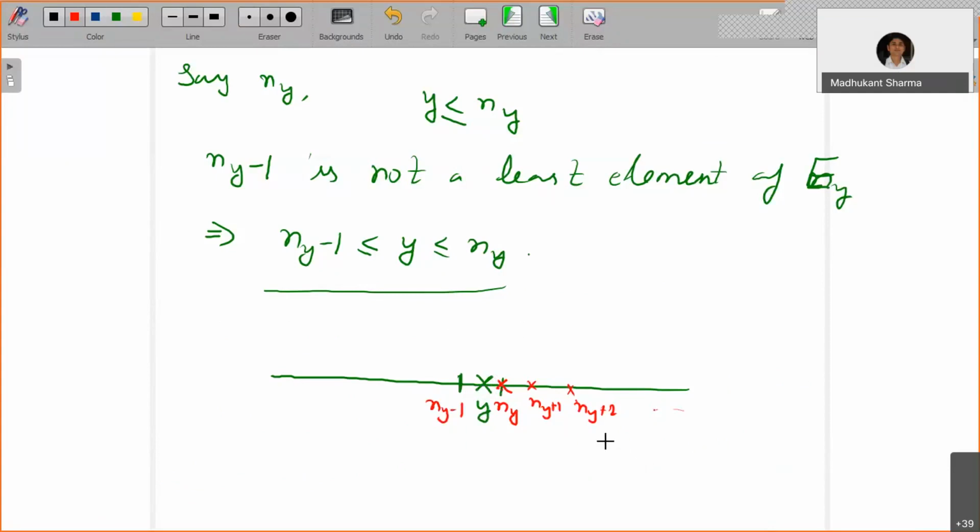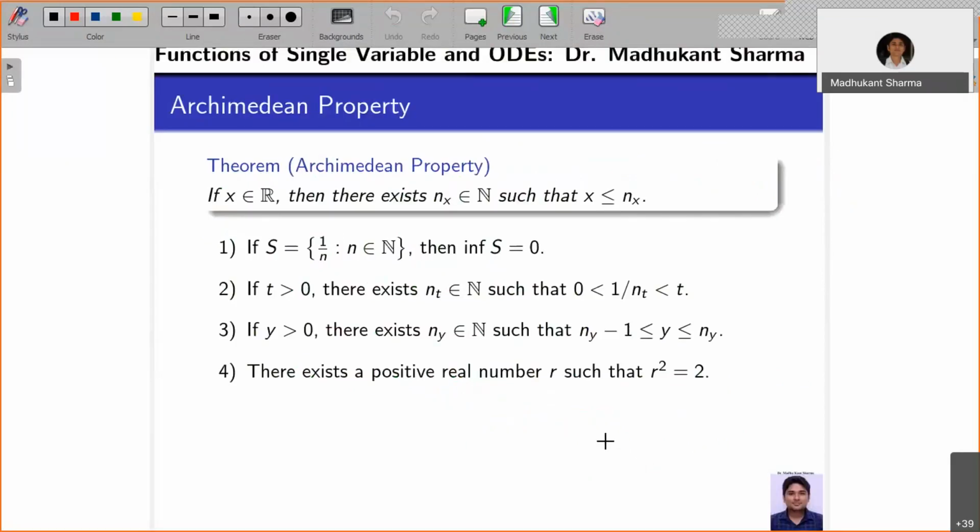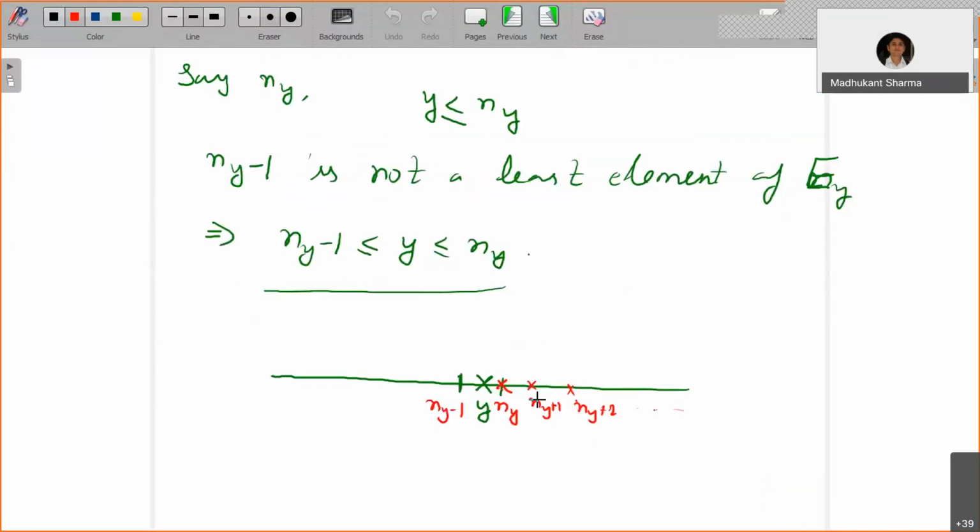So am I clear now? Yes, sir. Okay, right. Sir, n_y plus 1 is also not a least value, no? Yes, n_y plus 1 is not a least element. Yes. Okay, sir. Not a least element. Yes, sir. Okay. Yes. n_y plus 2 and so on.